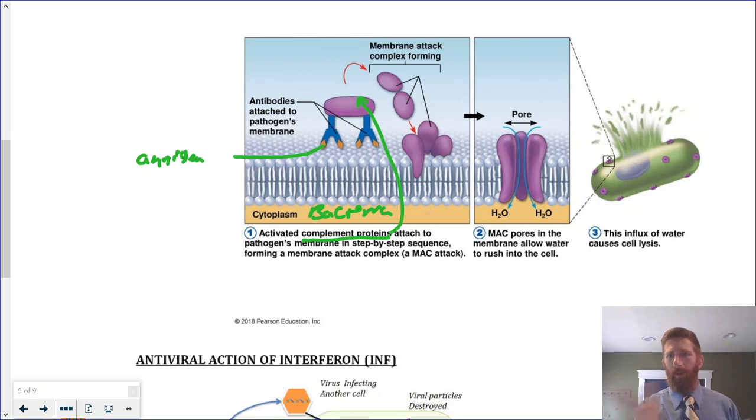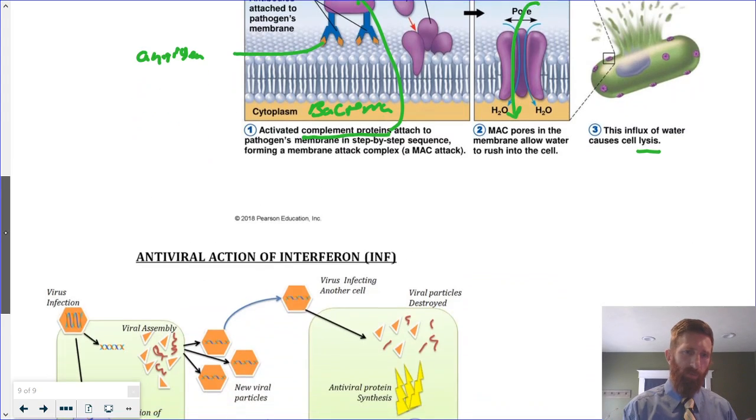If you remember all the way back again from regular biology, osmosis, right, and diffusion. So water goes to where there are more solutes. So if there's an opening in here, there's lots more stuff inside the bacteria than outside the bacteria. So water is going to flood in. So we have H2O, right? Flooding in, and that's just like overfilling a water balloon. Here's our word again. The influx of water causes cell lysis. So that's another second line of defense.